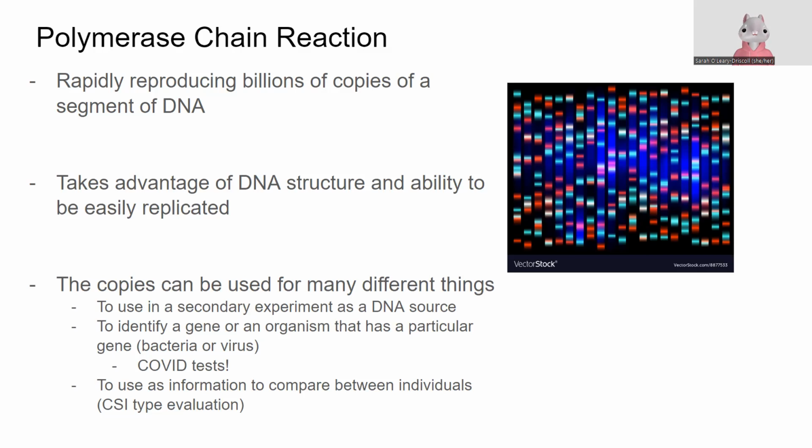And then it can also be used to compare information in between individuals. So this is kind of the traditional CSI DNA fingerprinting type information. And we're going to be doing something similar, except looking at combinations of bacteria in people's microbiomes, oral microbiomes, instead of their actual DNA.